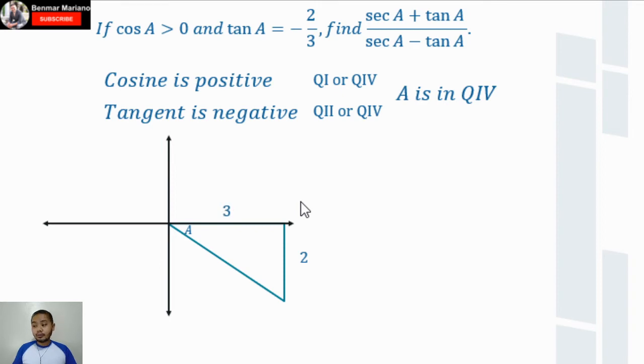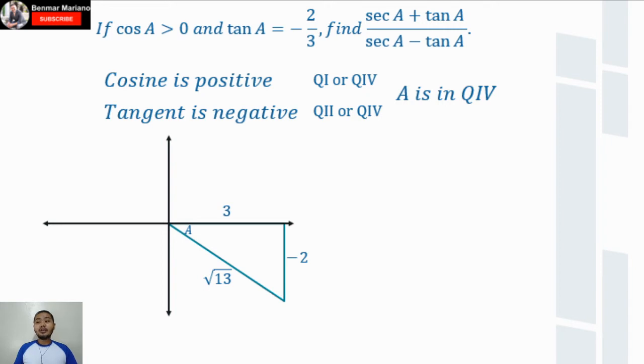Now, what we are going to do next is to identify the hypotenuse. So, how are we going to do that one? Using the, you are correct, Pythagorean Theorem. So, the Pythagorean Theorem, that is the square of the hypotenuse is equivalent to the sum of the squares of the two legs. So, doing that one, the hypotenuse now would be equal to the square root of 13. Another thing, don't forget to do this one. Since we are in the 4th quadrant, this part must be negative.